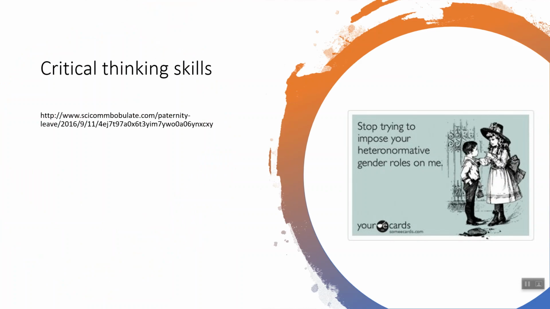This is a funny postcard. Stop trying to impose your heteronormative gender roles on me. So we could ask students, why do we know that the girl is a girl and the boy is a boy in this particular picture? What are the elements of this image that tell us what the gender roles of the two children are? And is it possible that what we think is a boy is actually a girl? I mean, the child dressed as a little boy, could that little boy actually be a girl, and vice versa, and why?